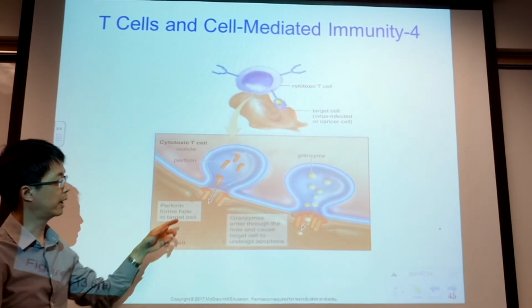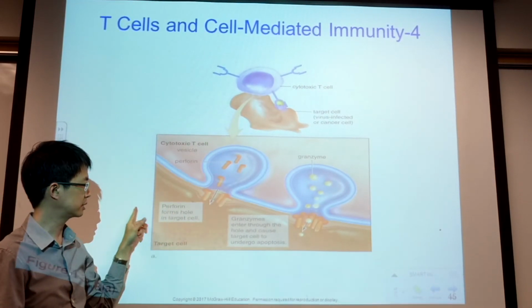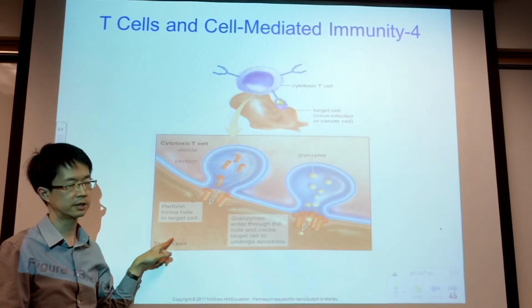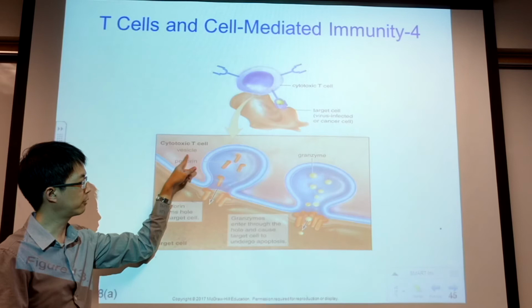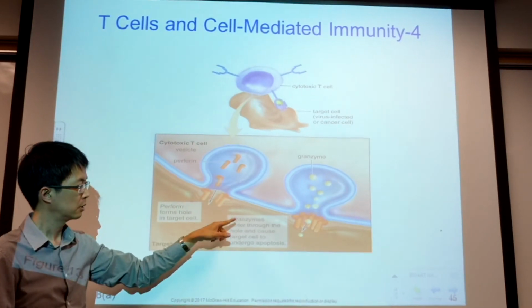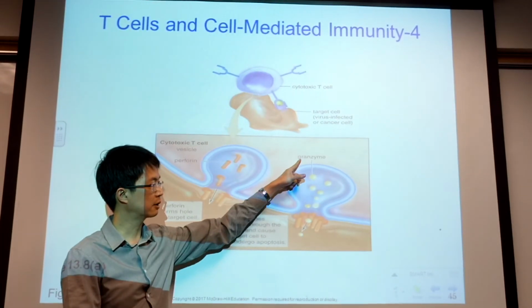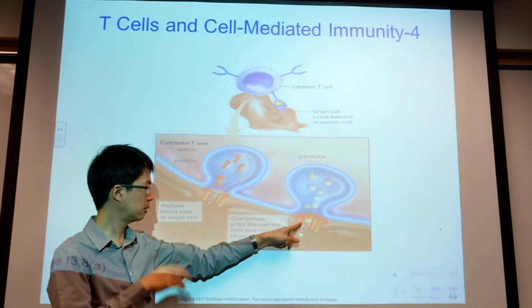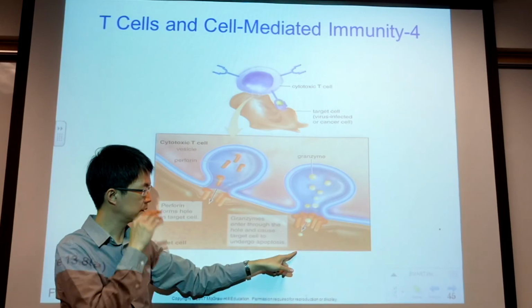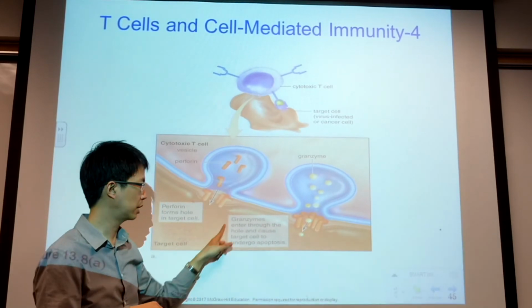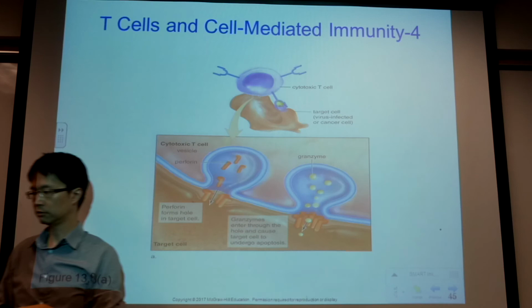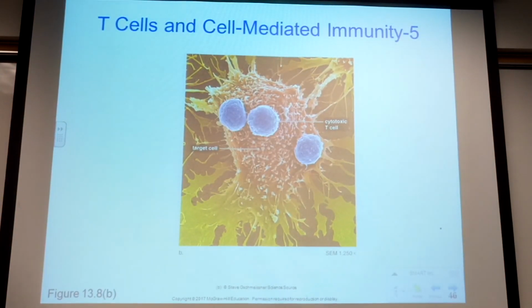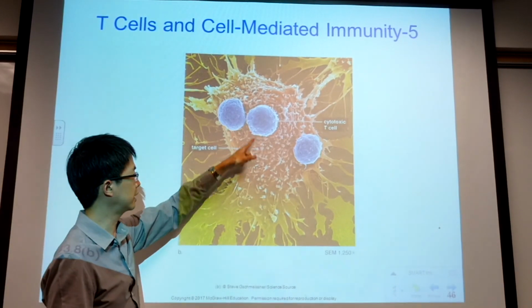So this is what I meant. This is our cytotoxic T cell. This is the target cell, which can be a cancer cell or an infected body cell. So you will secrete perforin to make a hole, and then you will secrete granzyme to go through the hole made by the perforin, so that the granzyme can go into the target cell and kill the target cell. It looks like this: cytotoxic T cell and target cell.